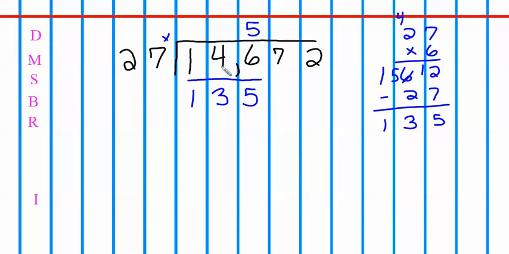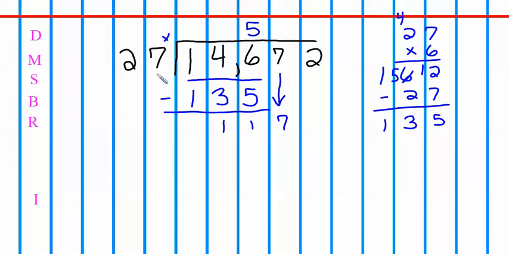Subtract. 146 minus 135. 6 minus 5 is 1. 4 minus 3 is 1. And 1 minus 1 is nothing. After we subtract, we need to bring down the next number in the dividend, which is 7. I now have the number 117.